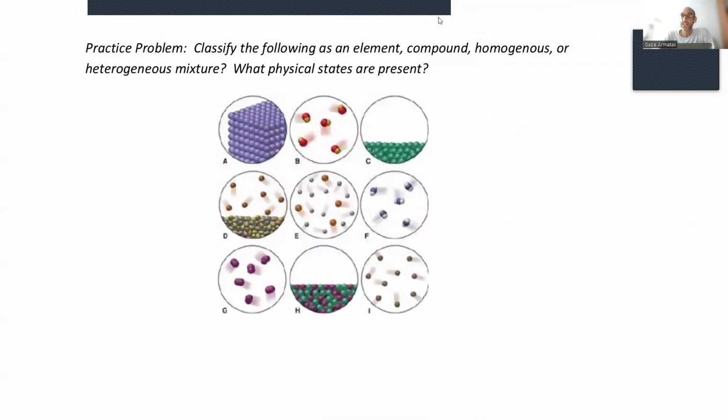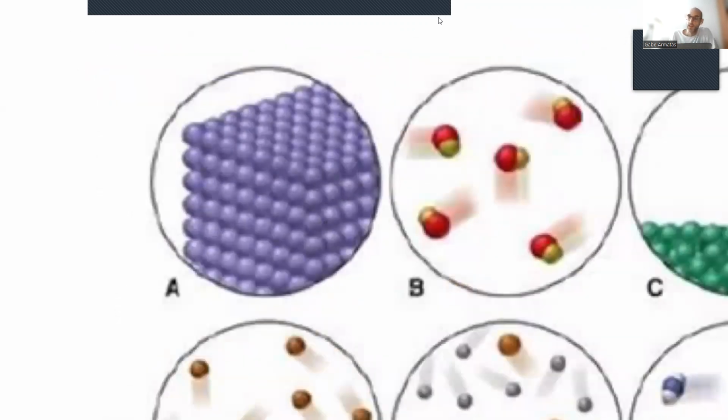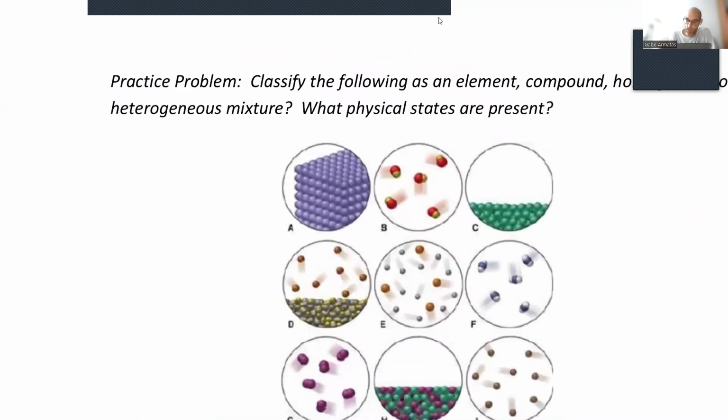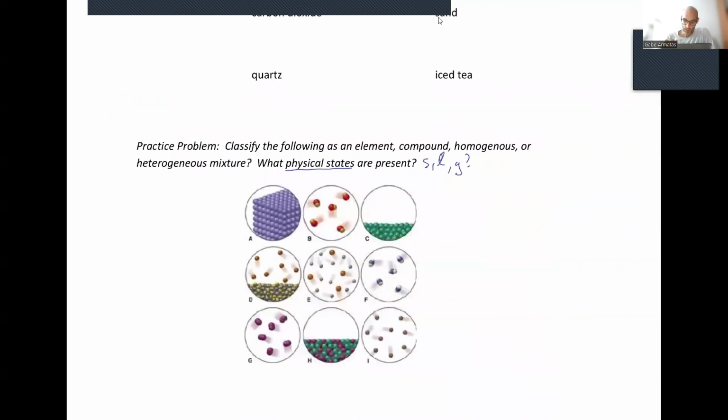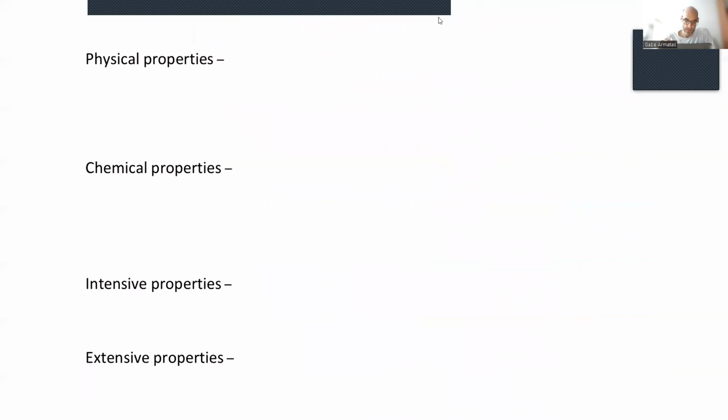All right. Classify the following as element, compound, homogeneous, or heterogeneous. So imagine this is the container, okay? Element, compound, or what type of mixture. And on top of that, I also want to know what physical state, solid, liquid, gas. So which one of those is present, or more than one? Do you have solid and liquid, or liquid and gas? Okay. All right. So yeah, we'll take a look at this together as well.